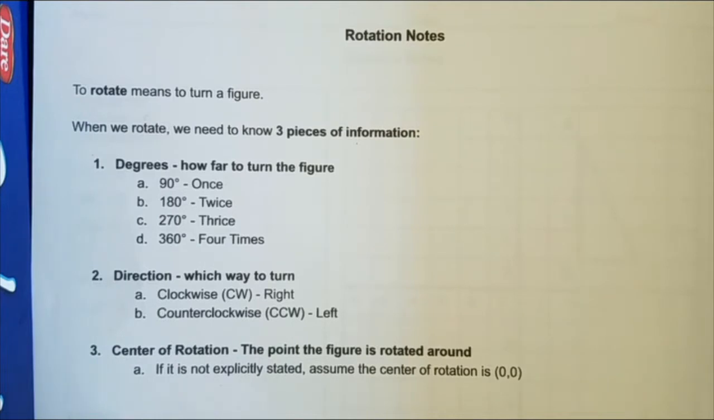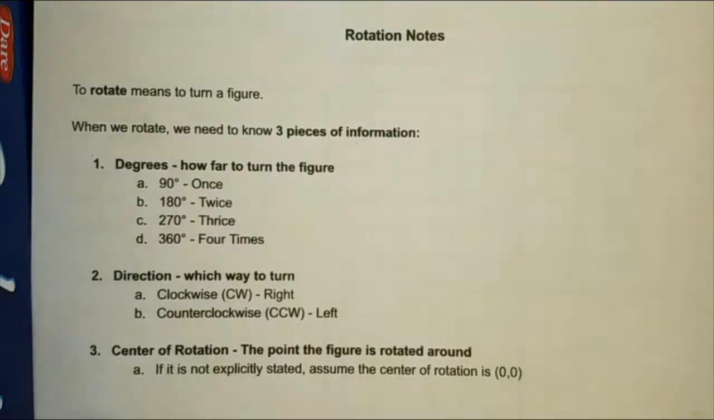Third is the center of rotation. This is the point the figure is going to be rotated around. So we're going to be doing our rotations on a coordinate plane, and we want to know where on the coordinate plane we will rotate this figure. If it's not explicitly stated in the problem, you can assume that the center of rotation is 0, 0.